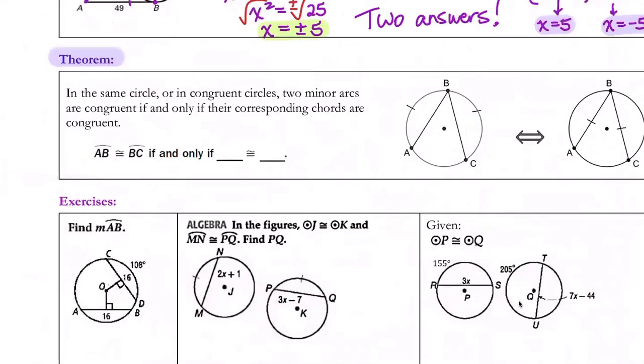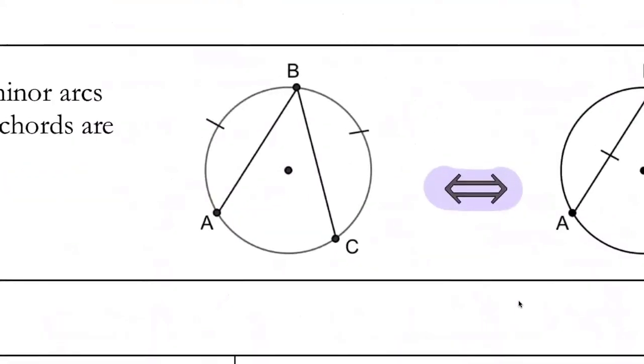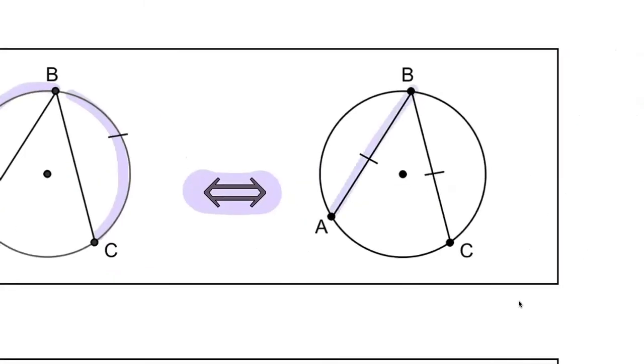Okay, so we're going to pick up here with the next theorem. The theorem says in the same circle or in congruent circles, two minor arcs are congruent if and only if their corresponding chords are congruent. So that means in this picture, arc AB being congruent to arc BC means that these chords are congruent.